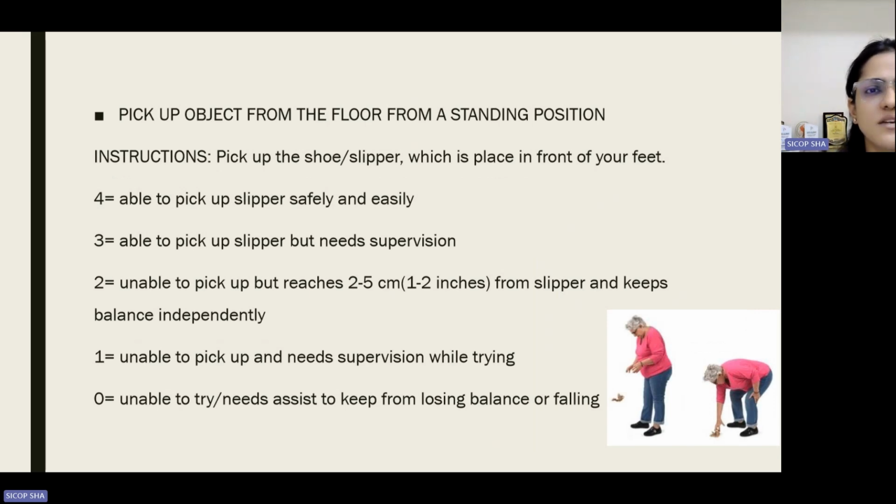Next is pick up object from the floor from a standing position. The instructions for the same go: pick up the shoe, slipper or an object which is placed in front of your feet. The grading will be: 4, able to pick up the slipper or any object safely and easily. 3, able to pick up the object but needs supervision. 2, unable to pick up but reaches 2 to 5 centimeters, that is 1 to 2 inches, from the object and keeps balance independently. 1, unable to pick up and needs supervision while trying. 0, unable to try or needs assistance to keep from losing balance or falling.